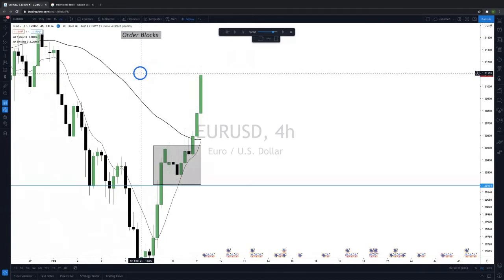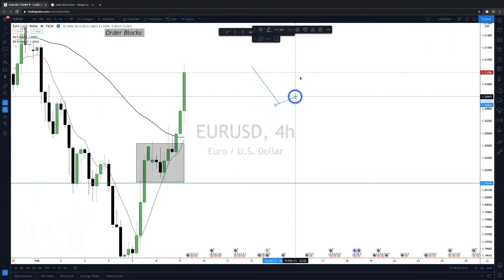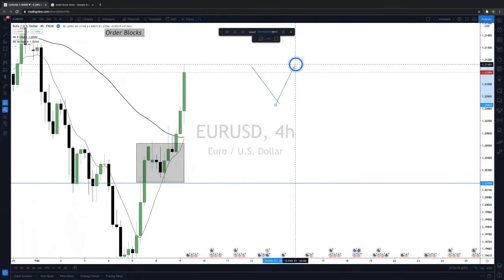Let me see what I can find for y'all. Give me 1 second. All right, let's say price was just in the air and it's sold down, and then here it hit here. This is weird. All right, here we go.